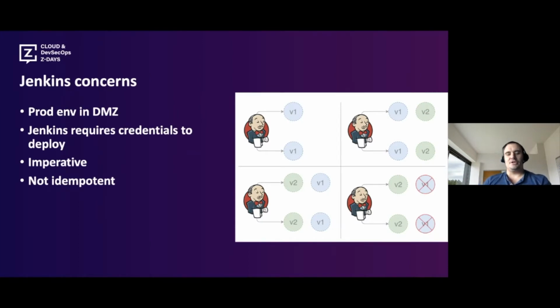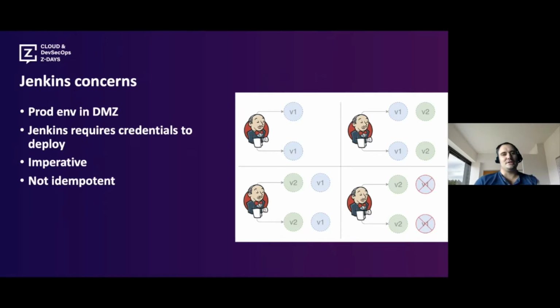Another concern is related to Jenkins. Usually our production environment is located in a DMZ zone. As a result, our CI tools don't have direct access to the DMZ zone. We need to use some jump host or bastion host to access the production environment. Also, Jenkins requires credentials to our Kubernetes, and not every security team wants to grant access to Kubernetes for Jenkins.